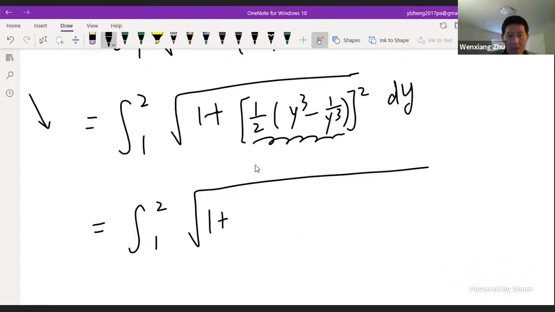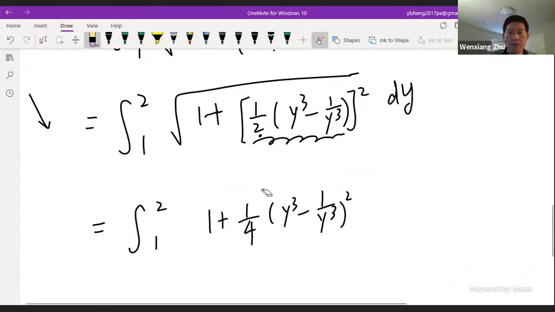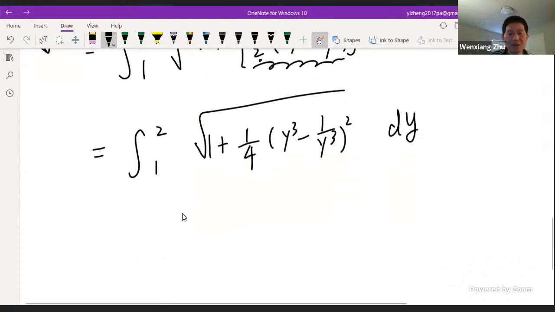So how will you square a half? Don't forget, you always need to square a half, right? So you need to get a quarter. This somehow was such a common mistake in the past. The student just forgot you've got to square everything inside that bracket. So a half squared, you get a quarter. Now you just need to square this y cubed minus 1 over y cubed, right? And dy. That's the first step.